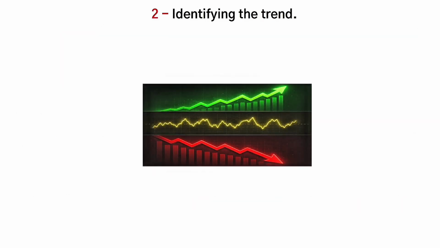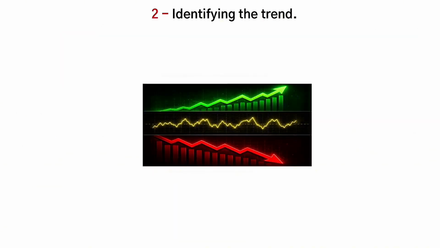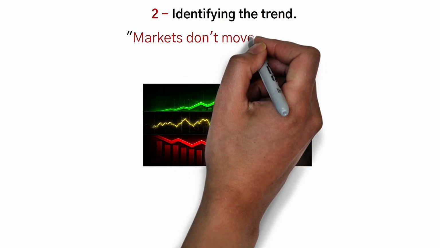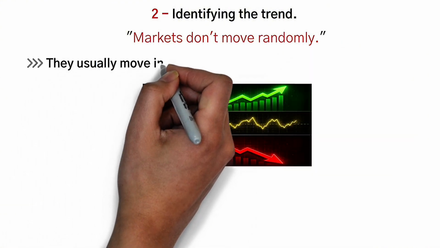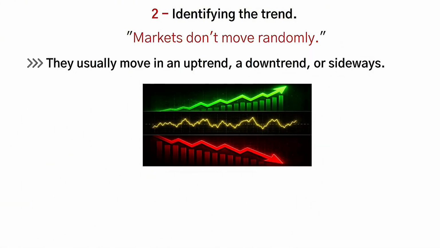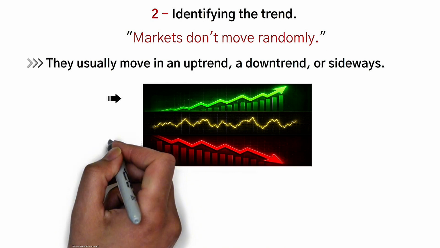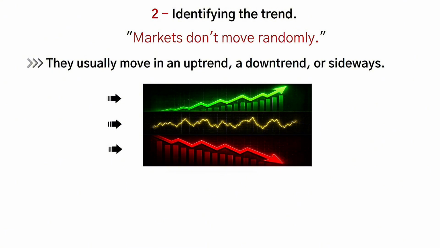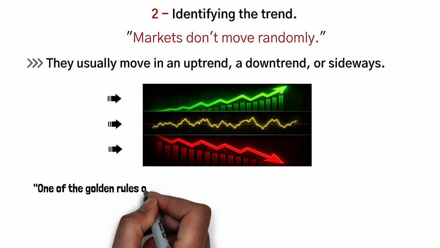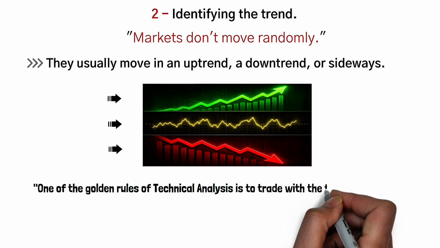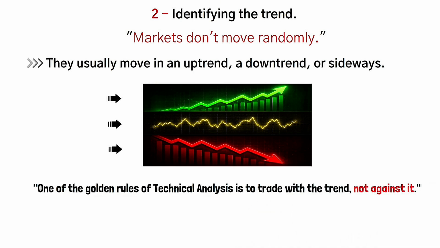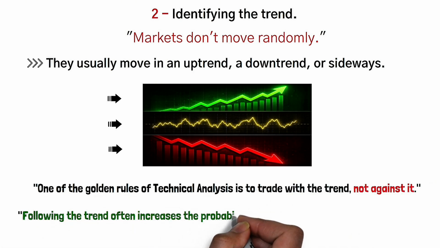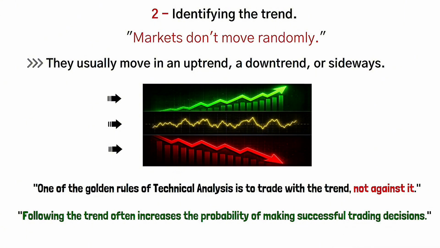After understanding price action, the next step is identifying the trend. Markets don't move randomly. They usually move in an uptrend, a downtrend, or sideways. An uptrend means buyers are in control. A downtrend means sellers are stronger. And a sideways trend means the market is moving within a range without a clear direction. One of the golden rules of technical analysis is to trade with the trend, not against it. Following the trend often increases the probability of making successful trading decisions.